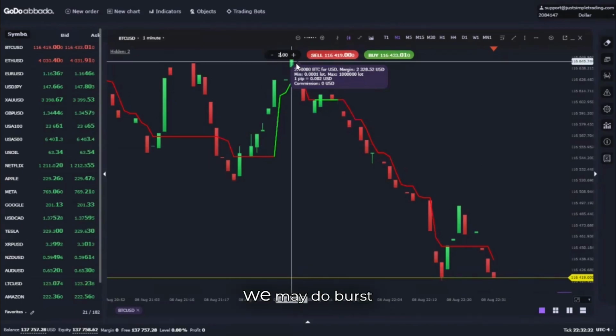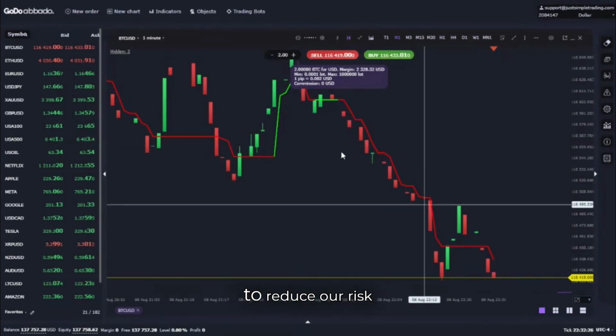Instead of going all in at once, we may do burst orders along the trade to reduce our risk and potentially amplify our results.